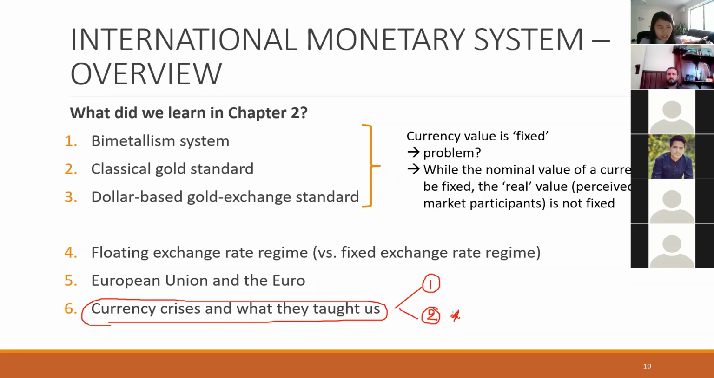Even though an exchange rate is fixed, it does not mean that it will be fixed forever, okay? For example, imagine today if China decides to change the exchange rate to a different rate, and if you don't hedge your exchange rate risk, then there could be an adverse implication on your portfolio, okay?